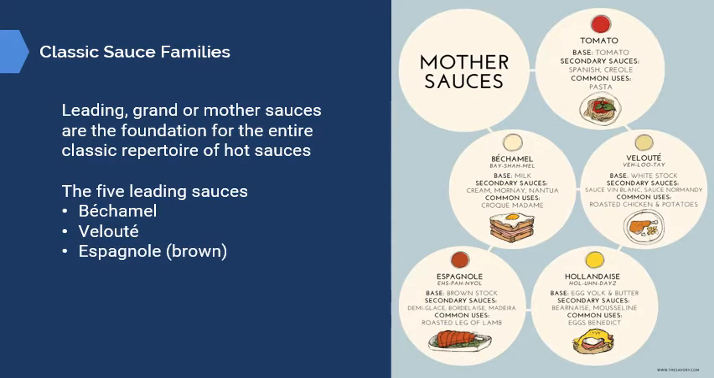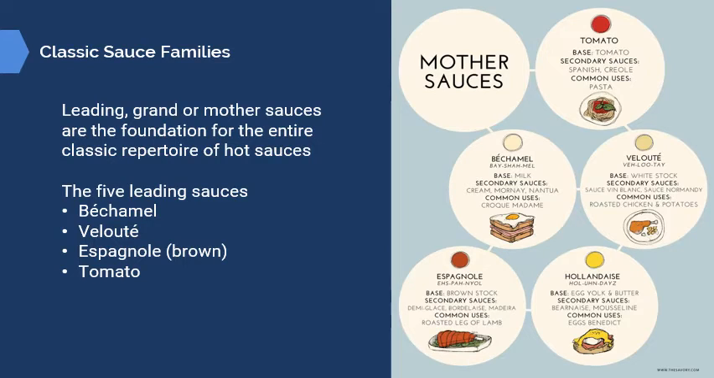Espagnole, or brown sauce, is made from a brown stock. Some of the secondary sauces for this would be demi-glace, bordelaise, and Madeira, and it's commonly used with meats, lamb, and game meats.